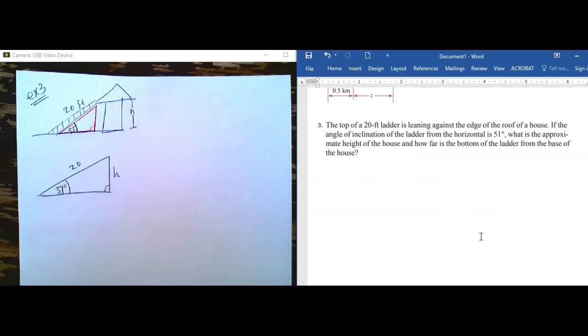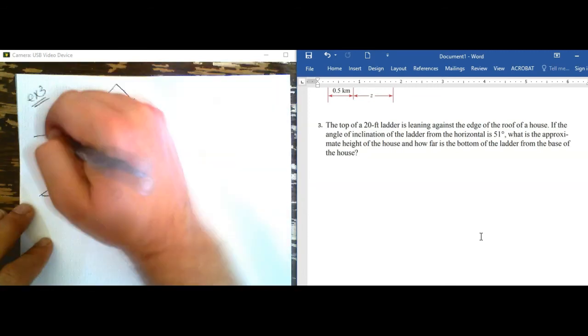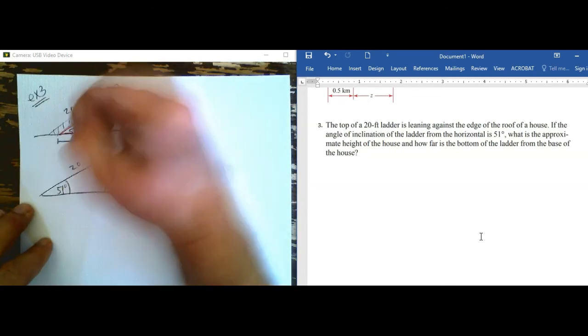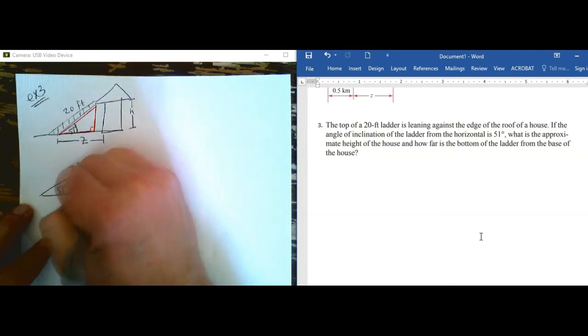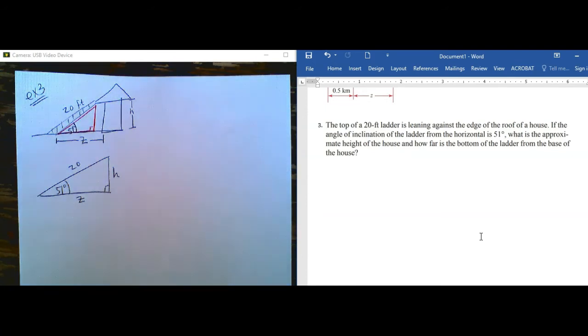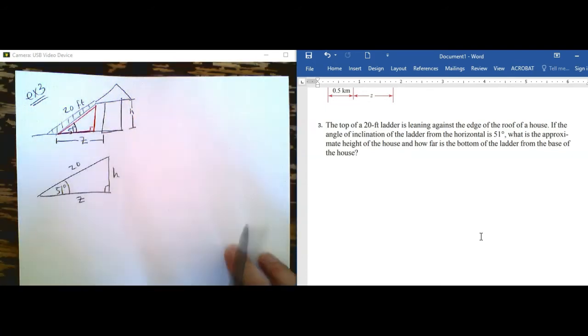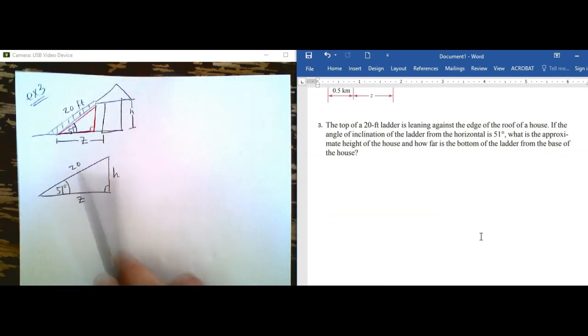We are also looking for how far the bottom of the ladder is from the base of the house. So we're looking for this distance also. Let's call it z. Okay, so we're looking for z here as well. Two things that we're looking for. We can do this in either of two ways. We can find h first, or we can find z first, because we know one of the sides and one of the angles of the triangle. So let's go for z first this time.